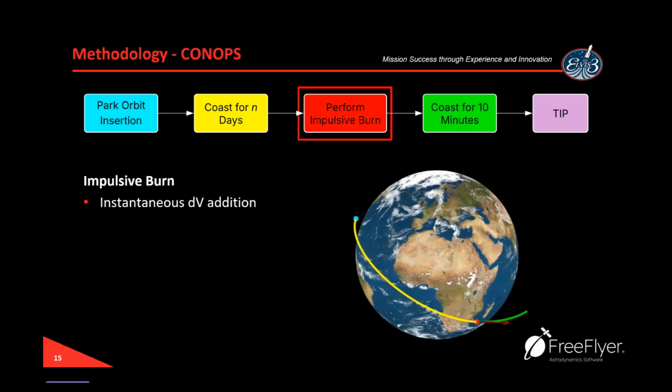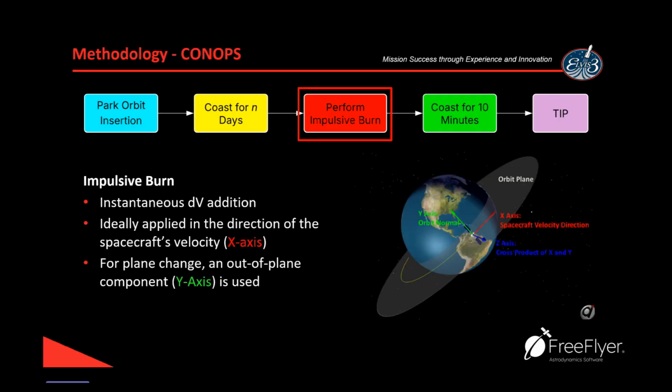And the frame that we're referencing that impulsive burn is the VNB frame. So it's just a spacecraft fixed frame. VNB stands for velocity, normal, and binormal. So the x-axis is aligned with spacecraft velocity direction. Y is normal to the orbital plane. Then Z completes the frame.